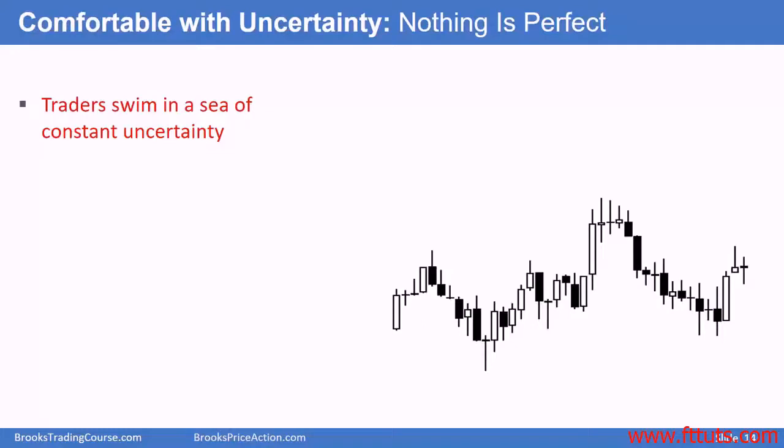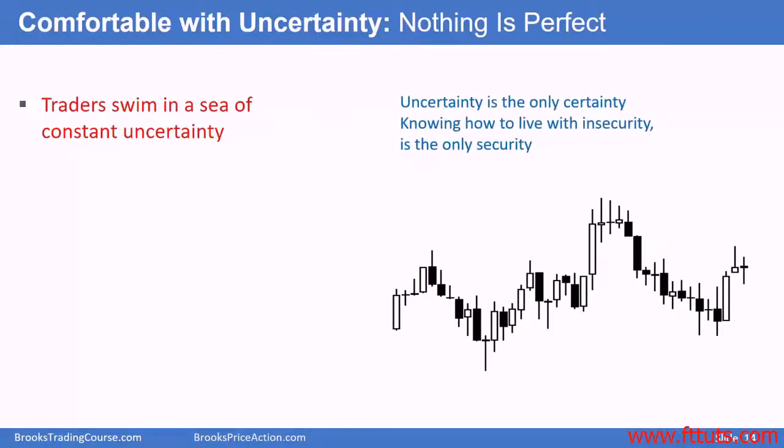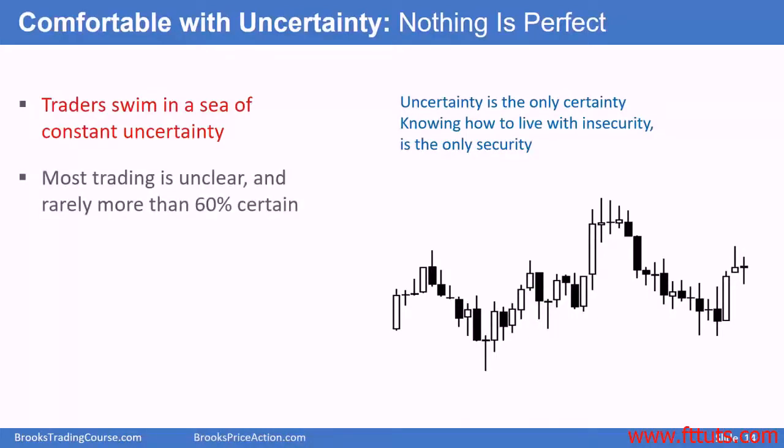And that means that with the probability being between 40 and 60% during 90% of the day, you're living with constant uncertainty. And uncertainty is the only thing that's certain. Likewise, knowing how to live with insecurity, risk of losing money, is the only security. You have to be comfortable with taking risks, appropriate risks. Most trading is unclear, and rarely is it more than 60% certain. You get clarity during strong breakouts with follow through, but on any chart, that's only 10% of the bars on the chart.